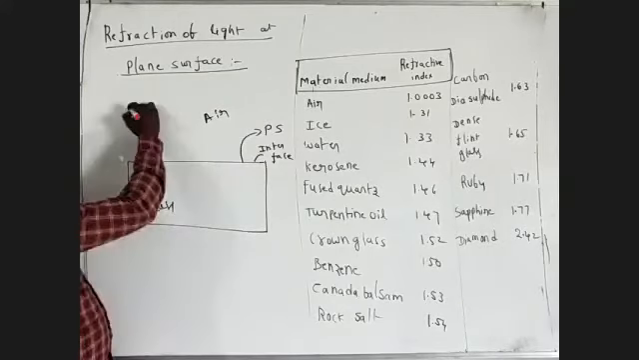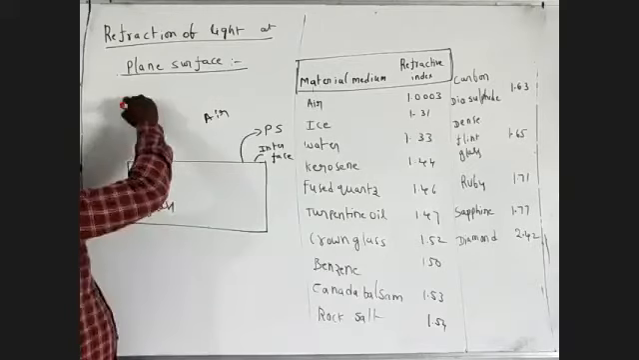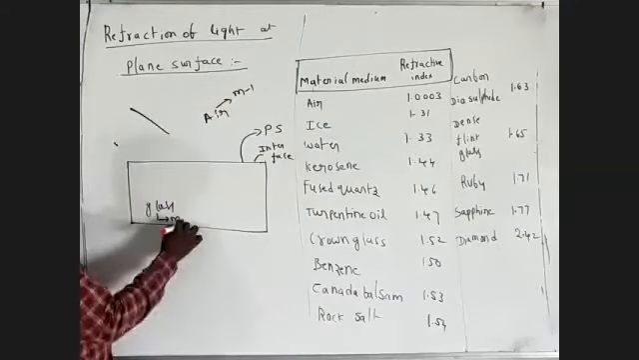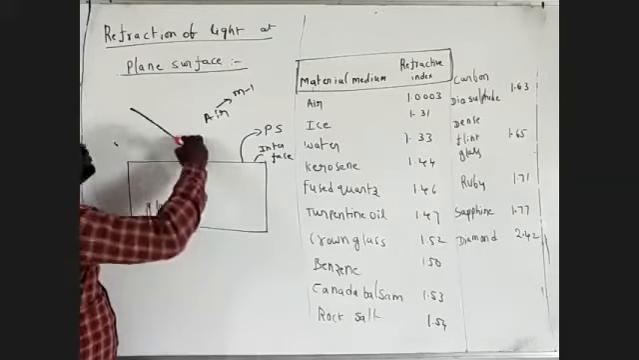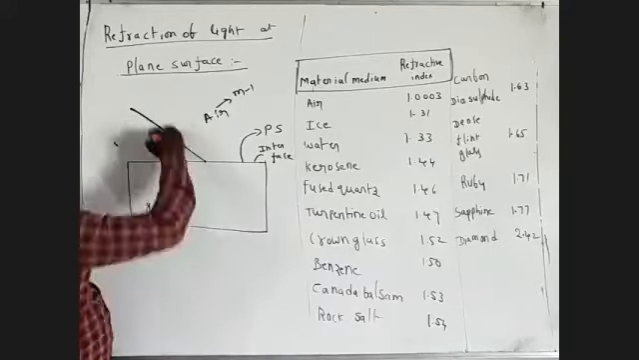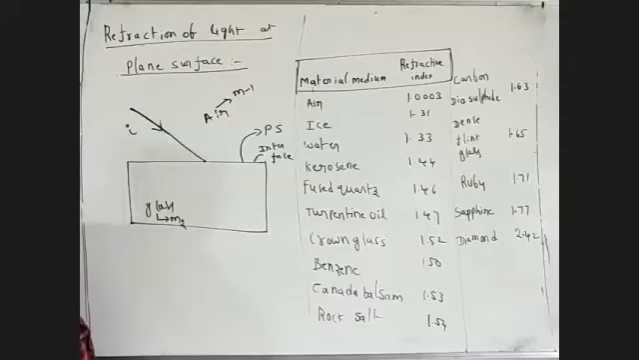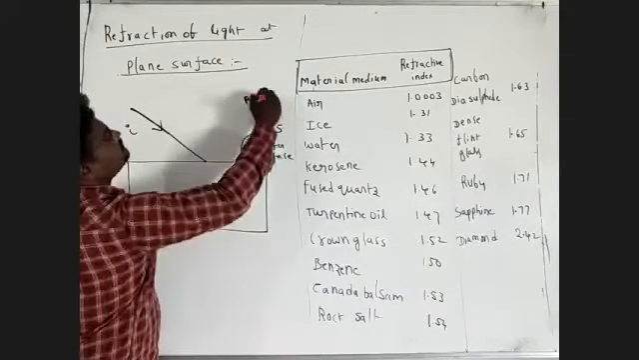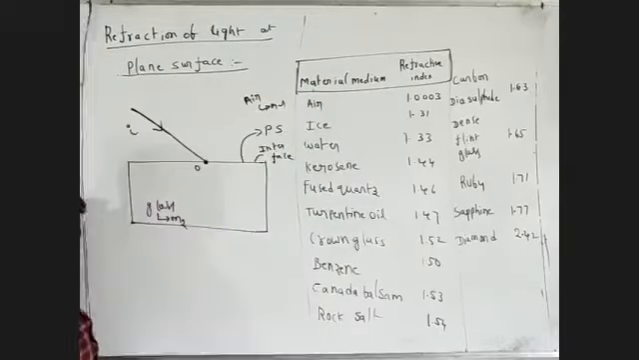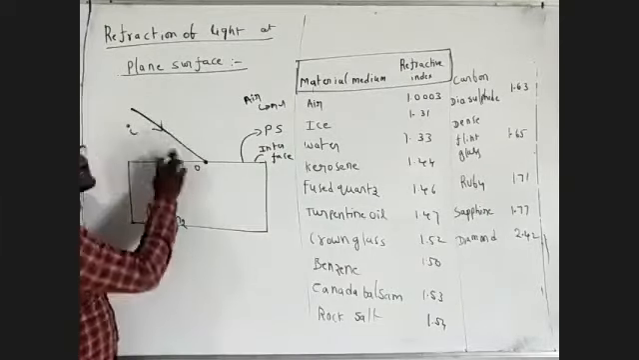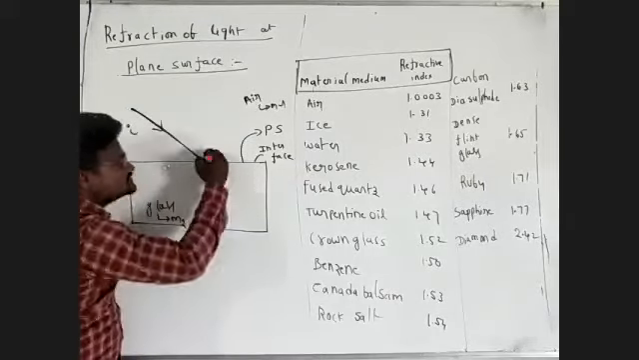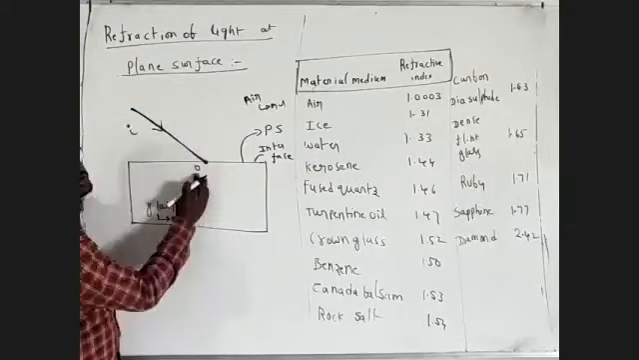Now you will see this is a beam of light. Beam of light is traveling. Air is taken as medium 1, glass is taken as medium number 2. Beam of light is traveling towards medium 2. So we call this the incident ray. This is a point O where the incident ray strikes. This point is called the point of incidence.